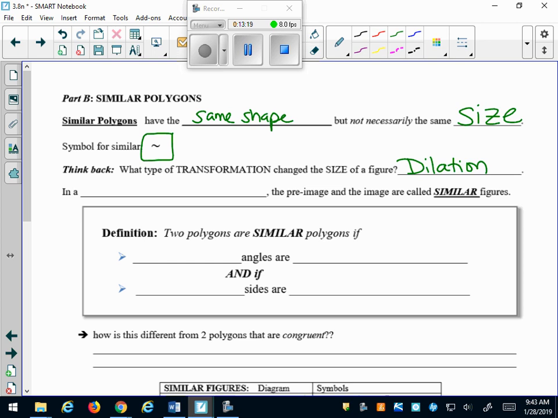So with a dilation, the pre-image and the image are actually similar figures. So they weren't congruent anymore, right? They changed size. So that's when we can say they are similar figures.